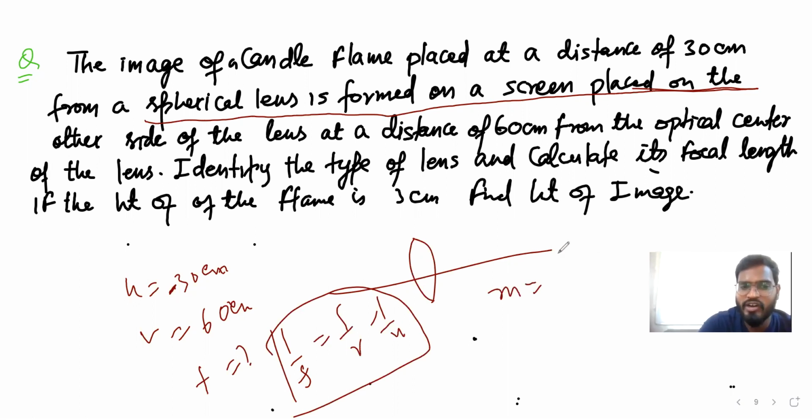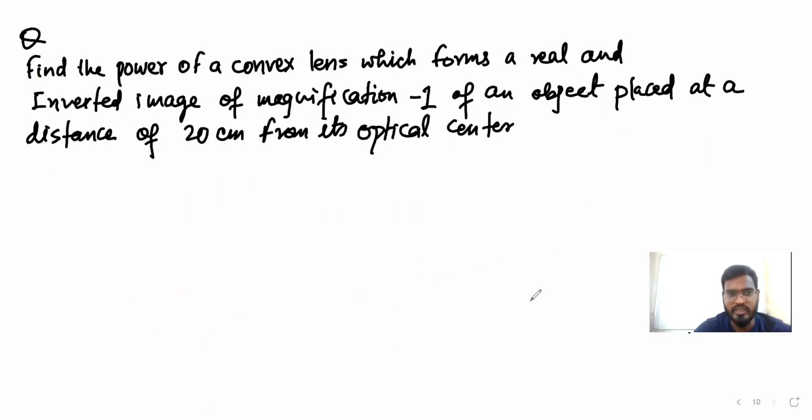Magnification: h_i by h_o, or height of image by height of object, is equal to minus v by u, sorry, v by u for a lens, no? Now put the values, you will get the answer again. So in this way we can do this sum also.